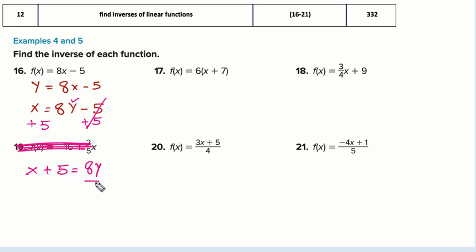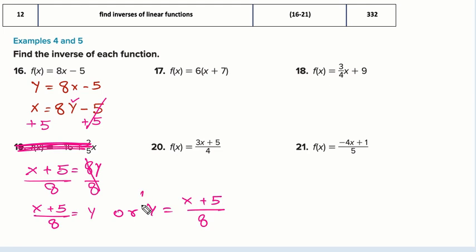And now you divide with 8 both sides. So that will go away. Now y is equal to x plus 5 over 8. Or you can write it this way. Okay. Now this is the inverse of the function given.